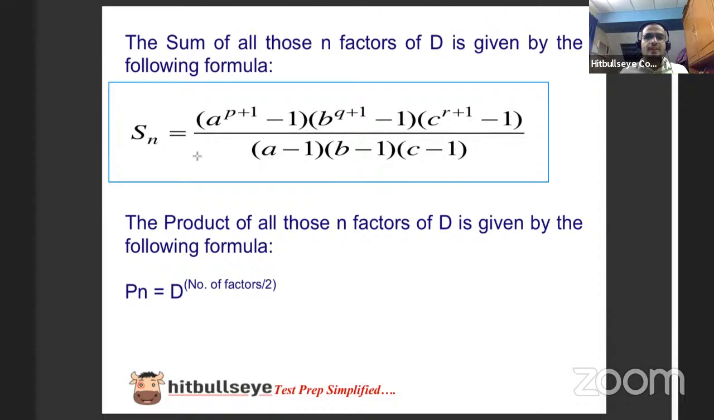This is the sum of all the n factors of d, and similarly, if I talk about the product of all those n factors, it will be nothing but d raised to the power number of factors divided by 2. Please check. So there are these three formulas which we have to remember. Make a note of this and confirm, please.